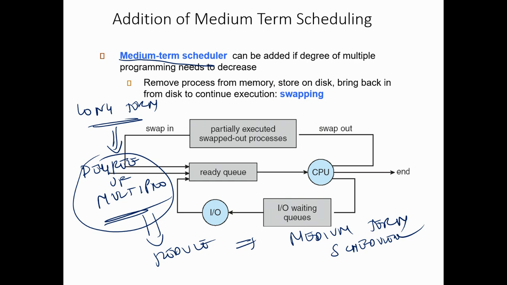It is added to reduce the degree of multi-programming and remove the process from memory, store it on disk, and bring it back to continue execution. It involves swapping, but we are going to talk about swapping a lot in the memory management topic. Right now, just get to know how medium term scheduling happens. We remove the process from memory, store it on the disk, and bring it back to continue execution. A kind of swapping happens. We'll talk about that in memory management in detail.